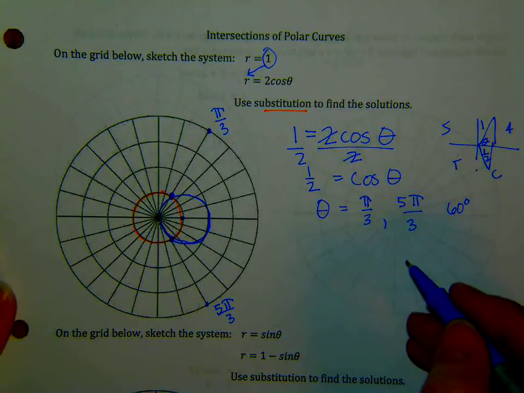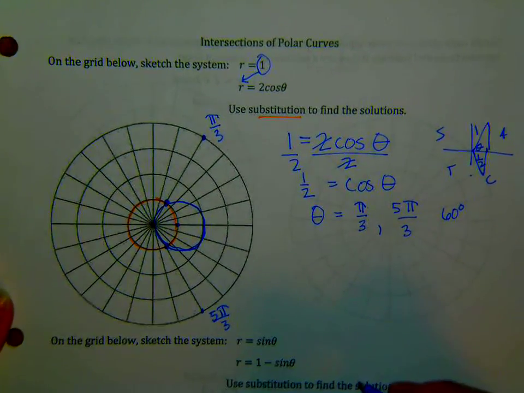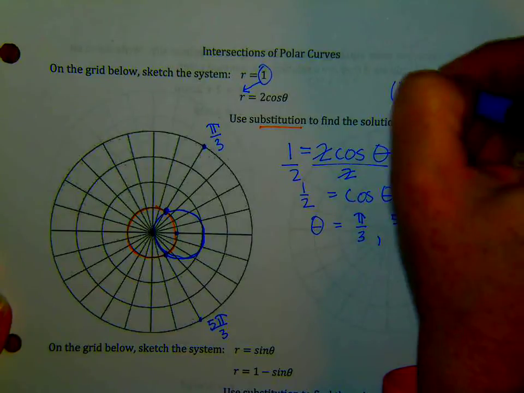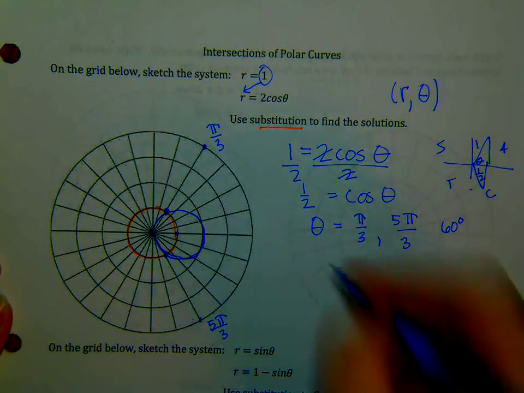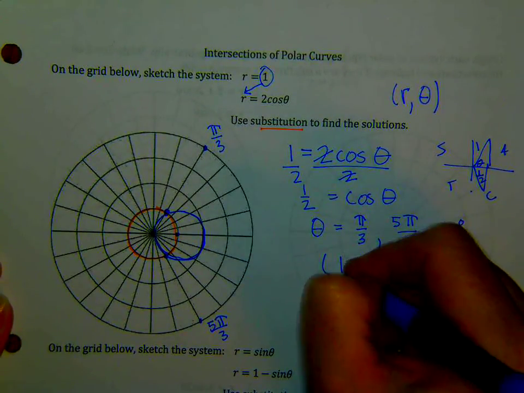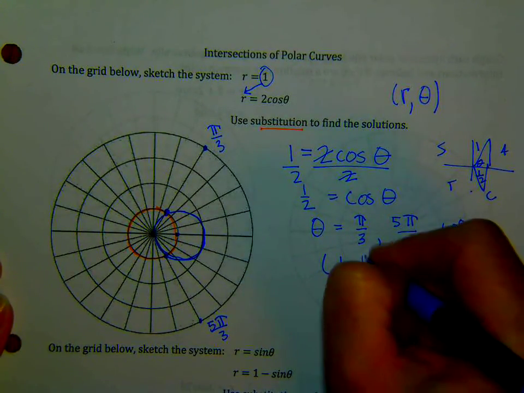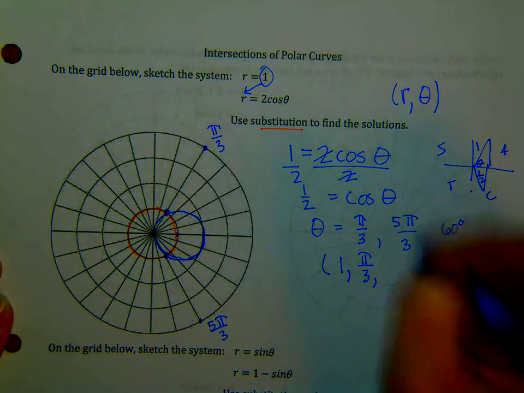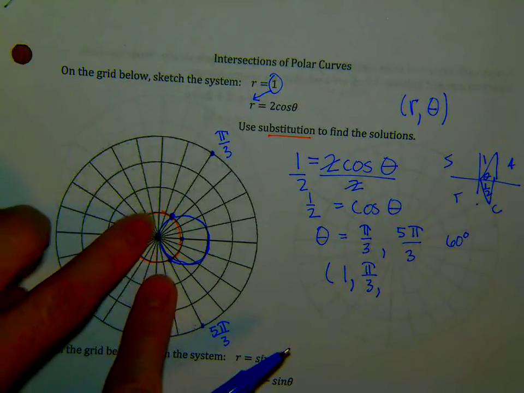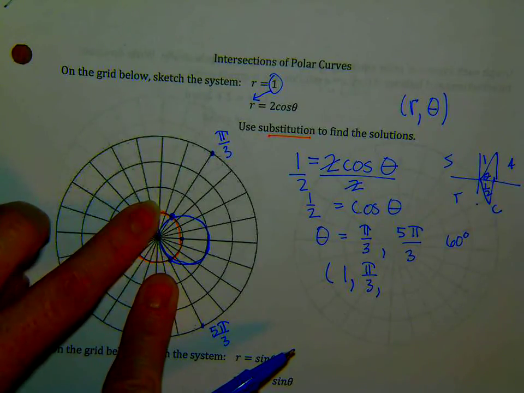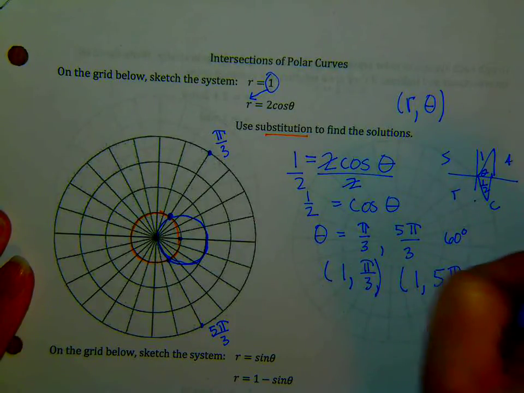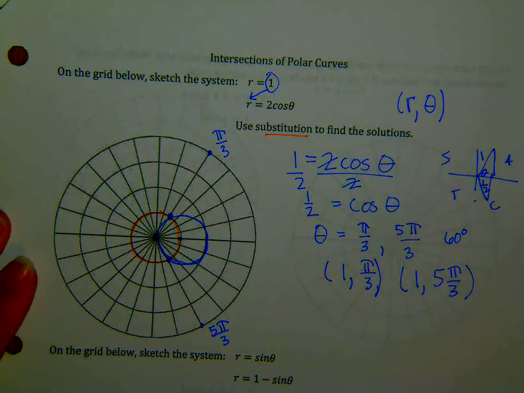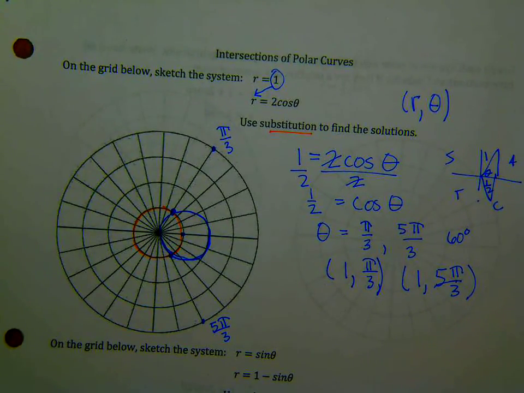So I need to write this as coordinate values, right? Remember that on the polar graph you have r, theta instead of x, y. So what was my r? My r was 1. So 1, pi over 3, and let's look at my graph again. What was r? r was 1. So 1, pi over 3 and 1, 5 pi over 3. So those are my intersection points.